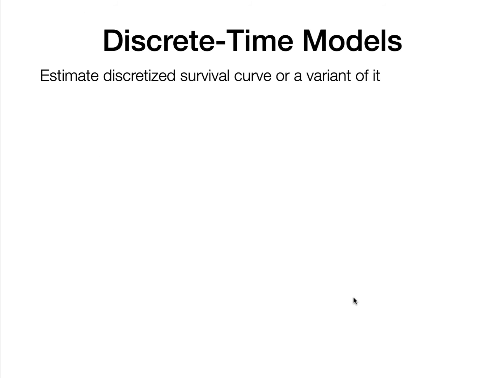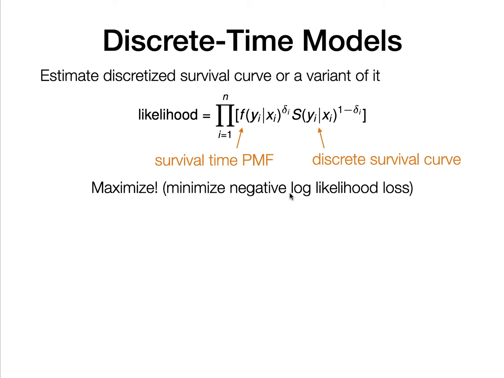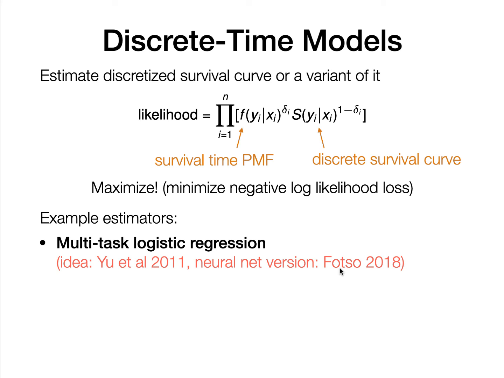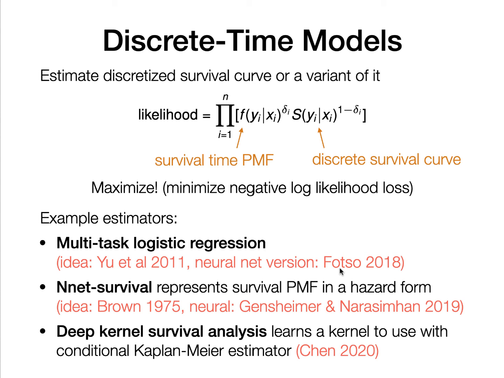So by using these discrete versions, we can define a likelihood that's in terms of the survival time PMF and a discrete survival curve. And basically you can do maximum likelihood, which of course corresponds to minimizing a negative log likelihood loss, which you can do in mini batches. So there are different ways to parameterize F and consequently S and so forth that lead to different models. Some examples of these models would be multitask logistic regression, the NNet survival model, and lastly, a deep kernel survival analysis. This last model here relates to what we already talked about previously, the conditional Kaplan-Meier estimator.